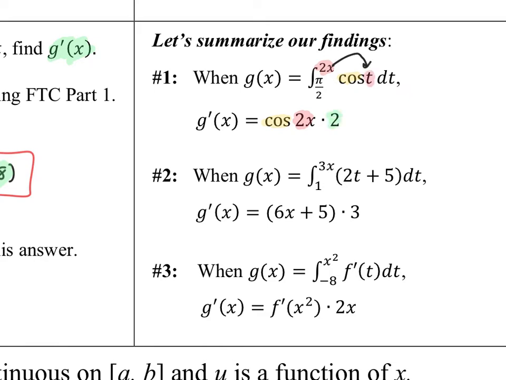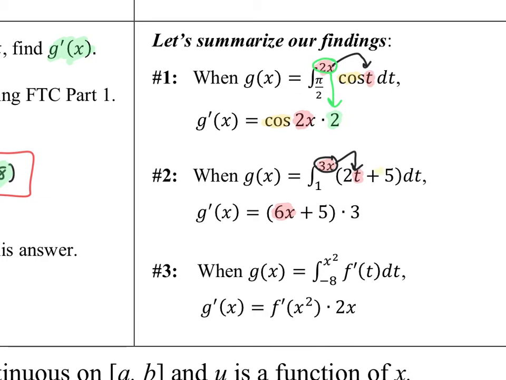This 2 showed up by taking the derivative of that upper limit. Derivative of 2x is just 2. That pattern is going to hold in the next one as well. So let's take a look at this one. My upper limit of 3x was plugged into that t. When it was multiplied by the 2, that's why it's appearing here as a 6x.